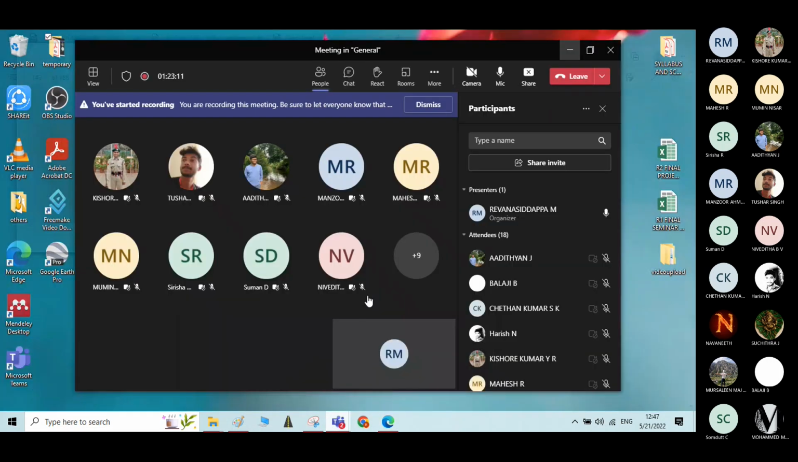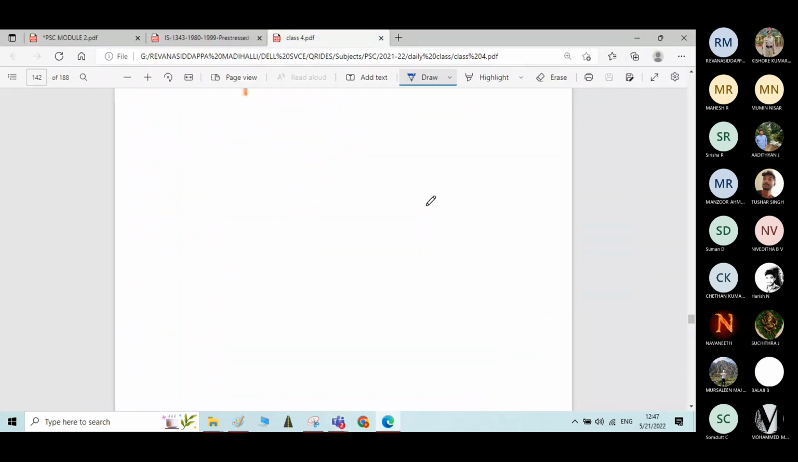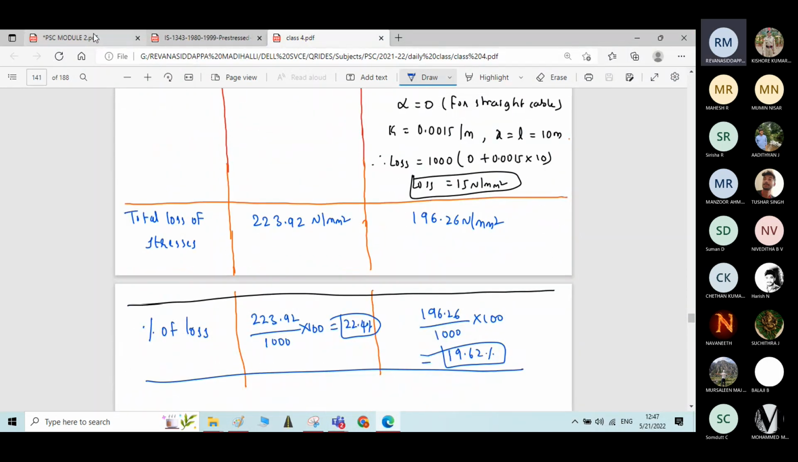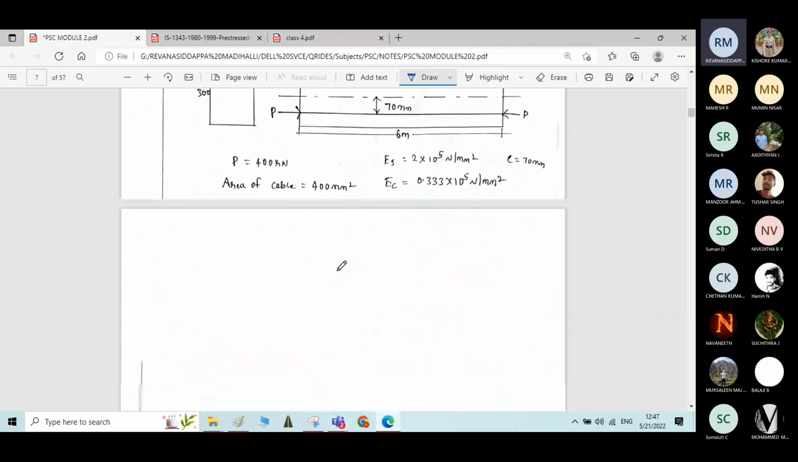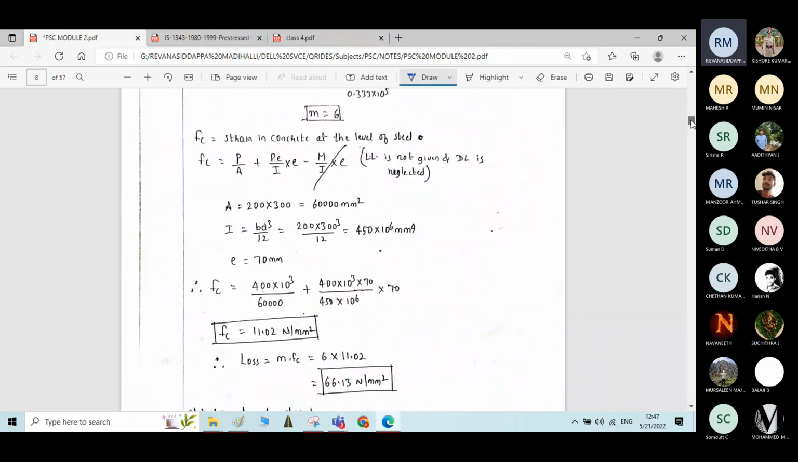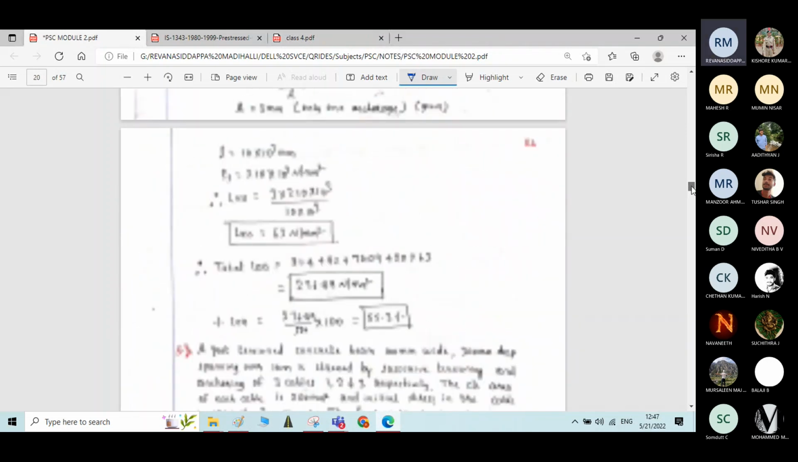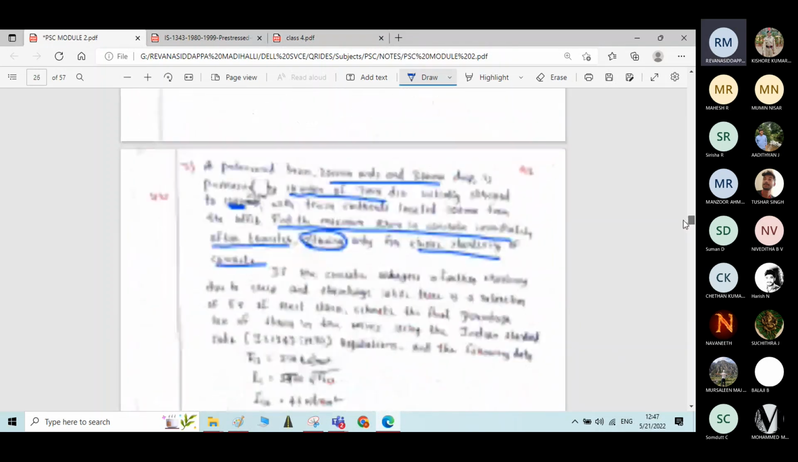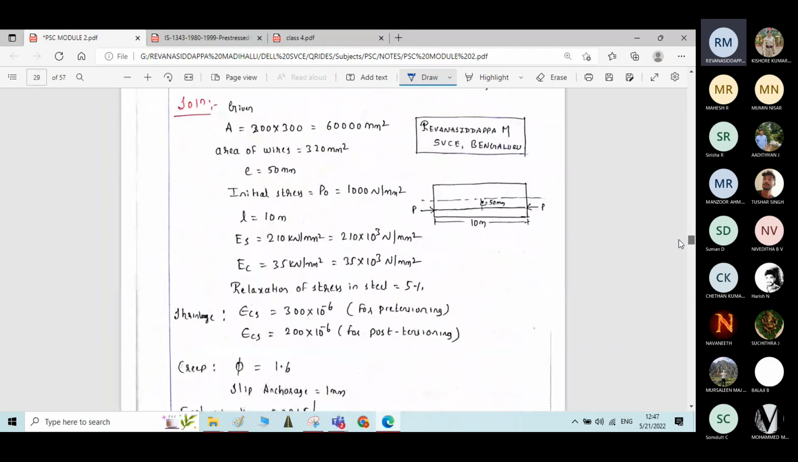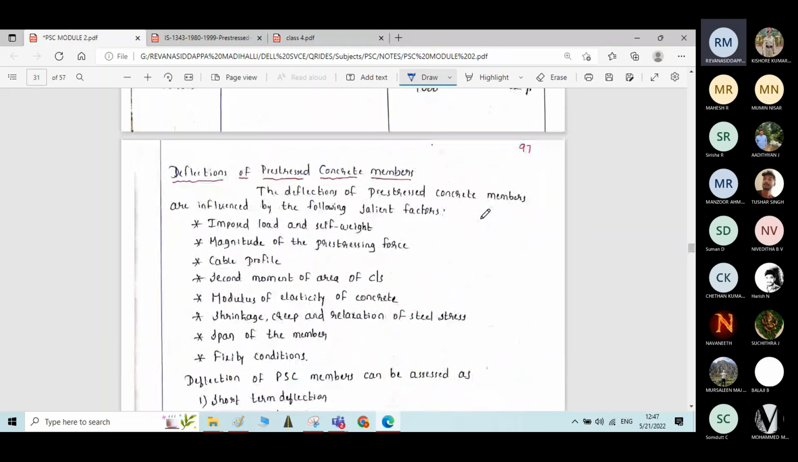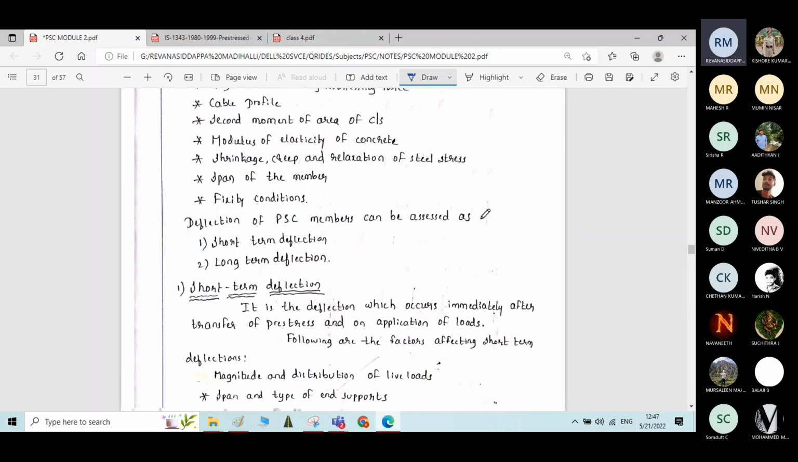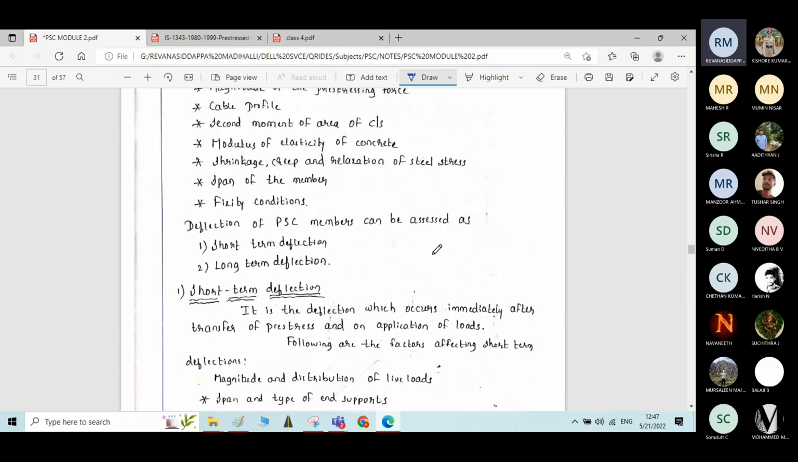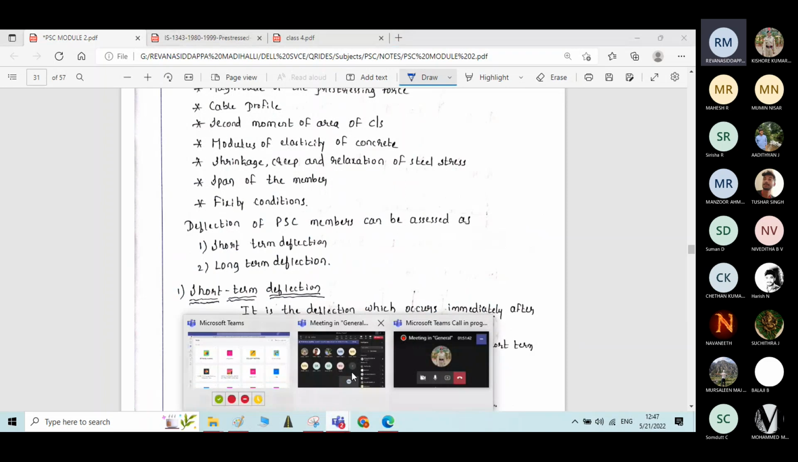So we will stop the class here, and in the next session. To this, one part of the model is over, students: calculation of losses of prestresses. There is one more part in this model, that is calculation of deflection of a pre-stressed concrete member. This we will discuss in the next coming class. To this we'll end the class.